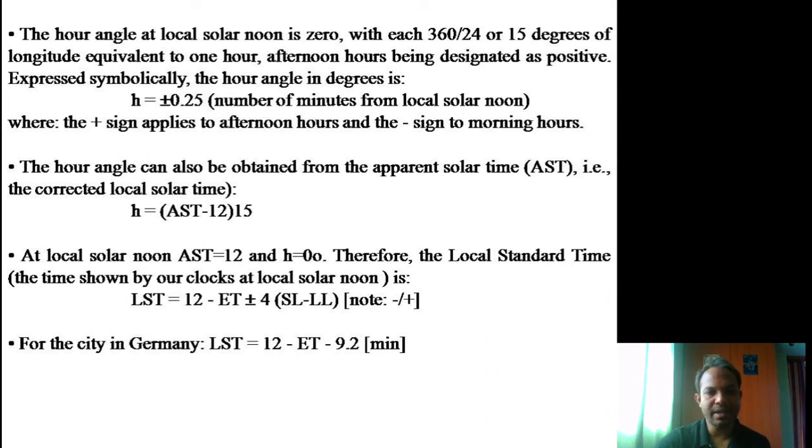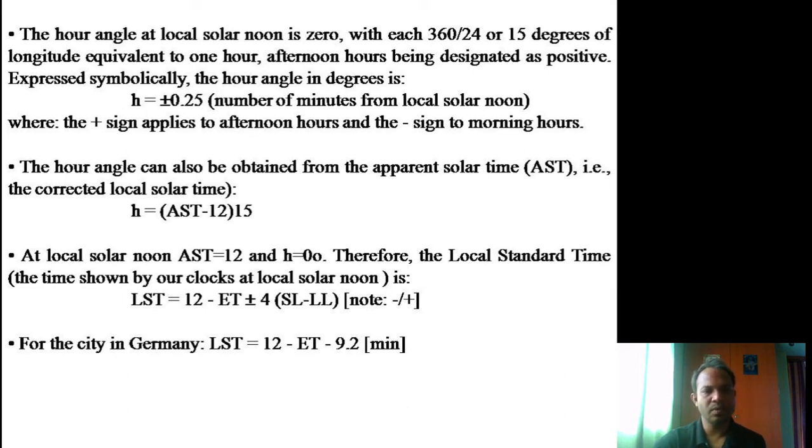The hour angle can also be obtained from the apparent solar time. AST is the short form of apparent solar time, that is, the corrected local solar time. It is given by h equals (apparent solar time minus 12) times 15. That will give us the hour angle.